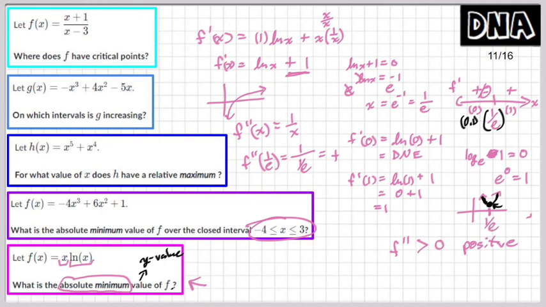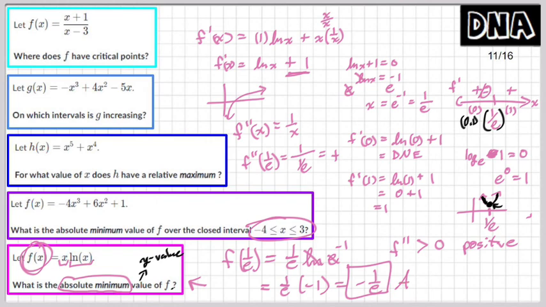All right, so now if we want to find the y value, since we know that that's where the local minimum is, we've got to plug it back into f and see what we get. So we have 1 over e, or you can plug in e to the negative 1. So we have 1 over e, and then we have natural log. I'm going to put e to the negative 1 inside of that because I know natural log and e are going to cancel out. And then I get 1 over e times negative 1, which equals negative 1 over e. This is our absolute minimum value.